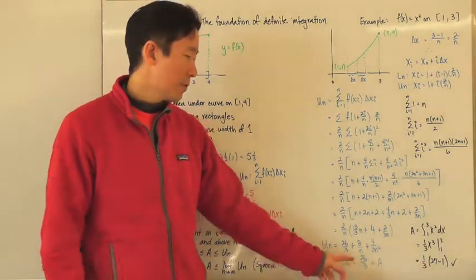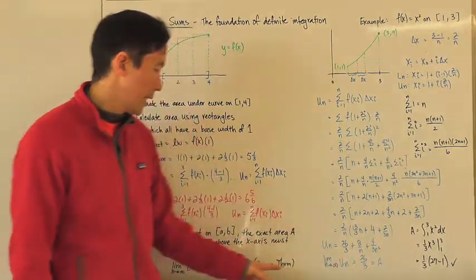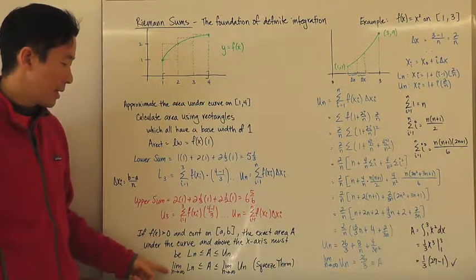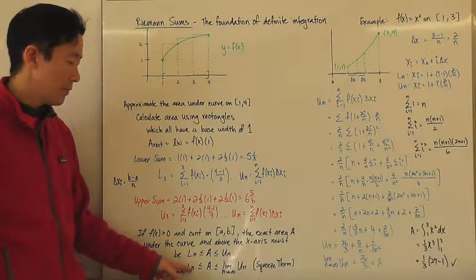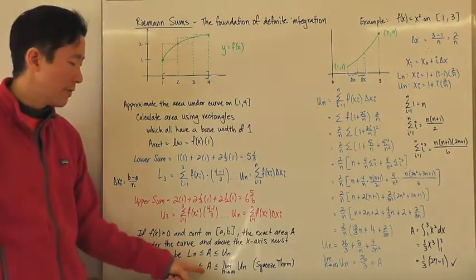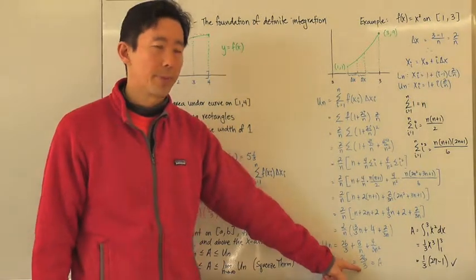Now you have to be careful because actually all I found is what the limit of u sub n is. This doesn't necessarily mean that that's actually going to be equal to the area, unless I also show that the limit as n approaches infinity of L sub n is also squeezing the actual value of A to this particular value of 26/3.